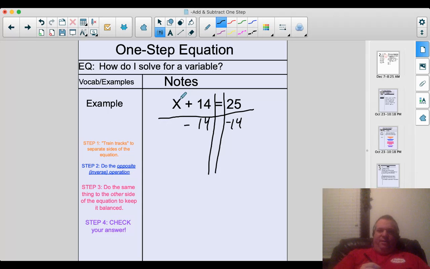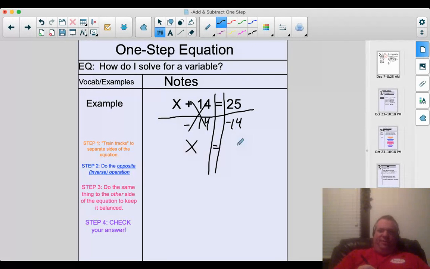Okay, so here, if I had x and added 14 and then took 14 away, those inverse operations are going to cancel out, and all that's going to be left on this side is my number that I started with. Okay, so I got x by itself, but then I got to do the same thing here.